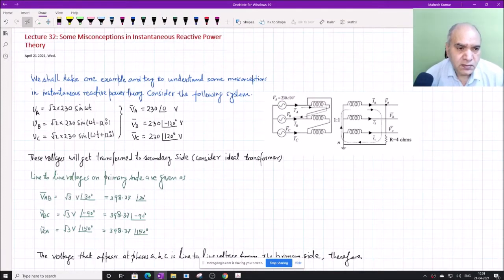In this lecture, we will explore some misconceptions about the instantaneous reactive power theory. Although we have discussed it in more detail and analyzed, for a compensator, how to formulate the compensation objectives, and we have also shown by simulation that the scheme works, still there are some issues that need to be addressed by this theory.